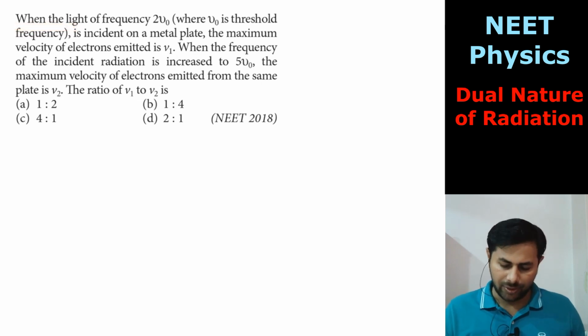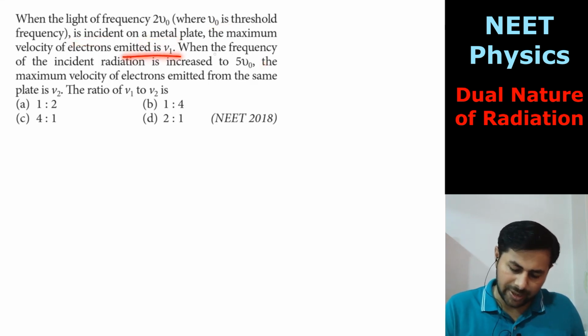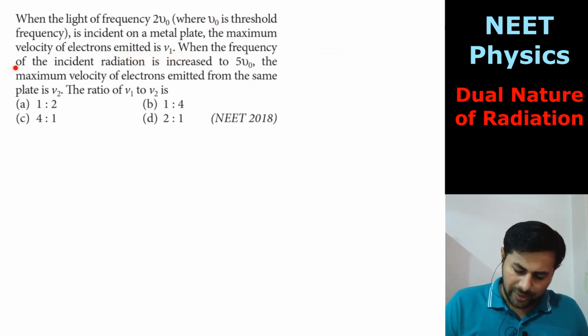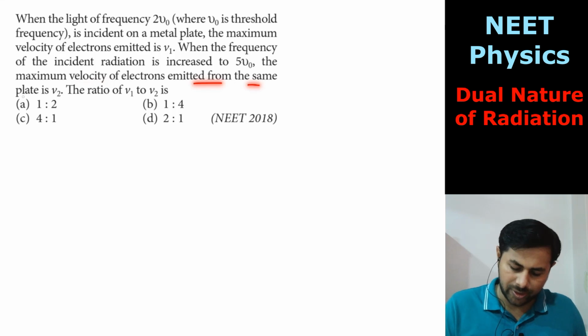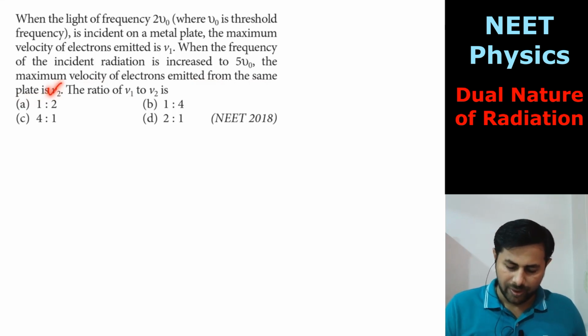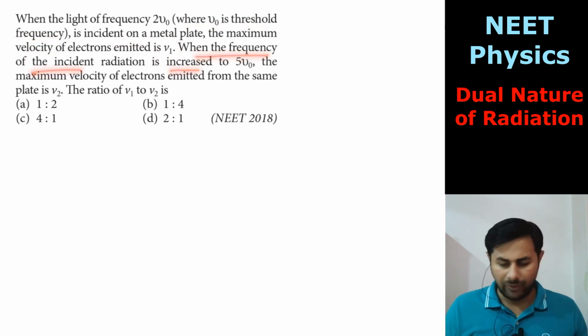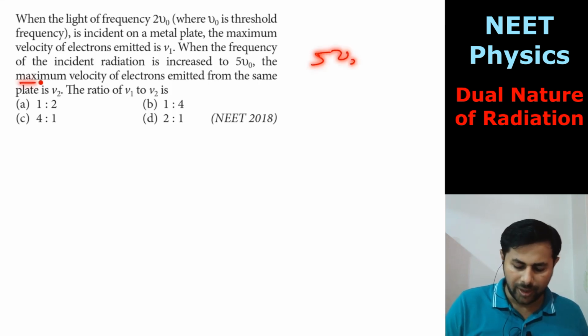When light of frequency 2 nu naught, where nu naught is the threshold frequency, is incident on a metal plate, the maximum velocity of electrons emitted is V1. When the frequency of incident radiation is increased to 5 nu naught, the maximum velocity of electrons emitted from the same plate is V2. The ratio of V1 to V2 is? This is a simple problem.